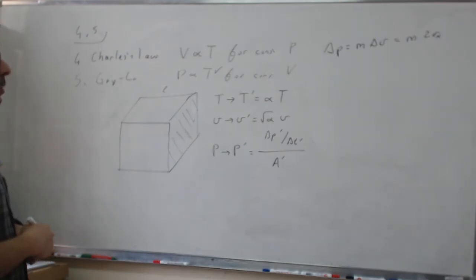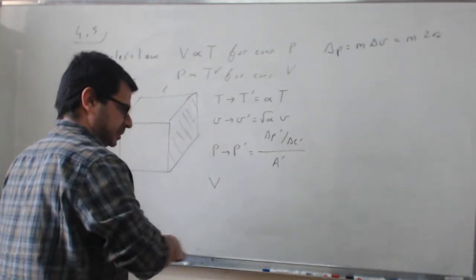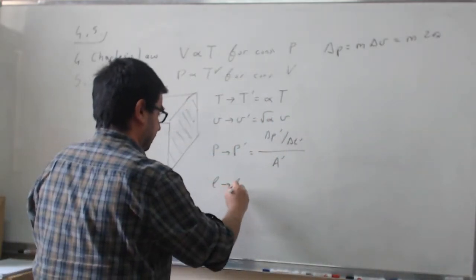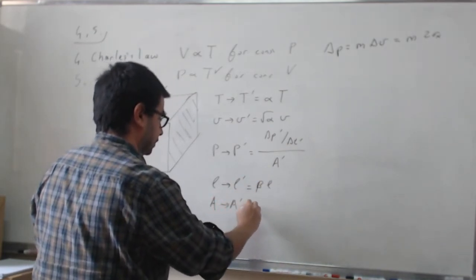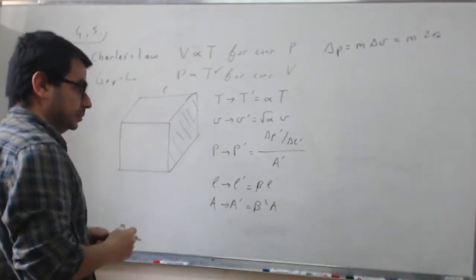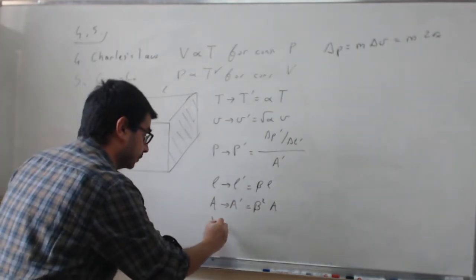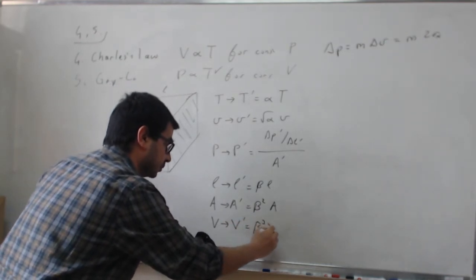Okay? So what we want is that, let's say that we are going to be changing our volume by some factor, right? Let's say our length is changing by some factor. That will make things easier. So our L goes to some L prime, which is just beta times L. So in this case, our A is going to go to some A prime, which is beta squared A. The area is going to change as the square of beta, and the volume is going to go to some V prime, which is of course the cube of beta times our original volume.